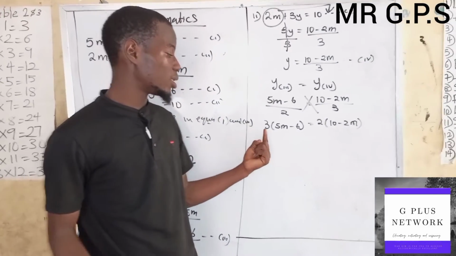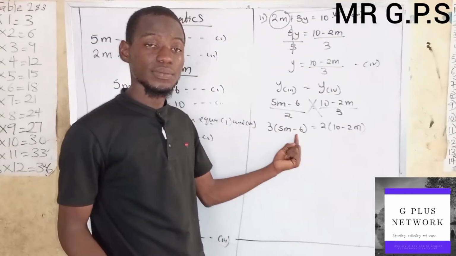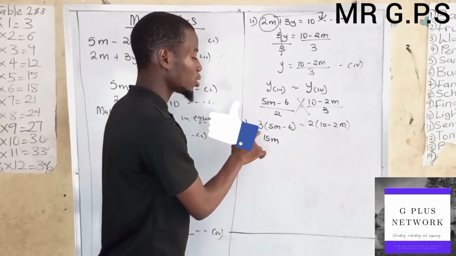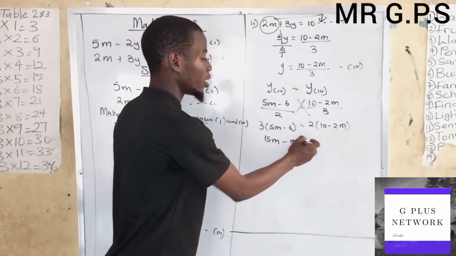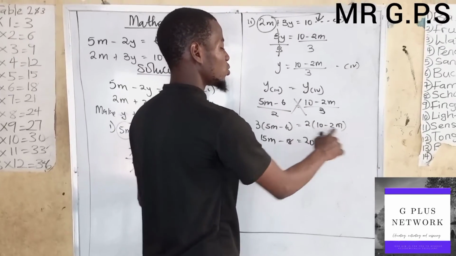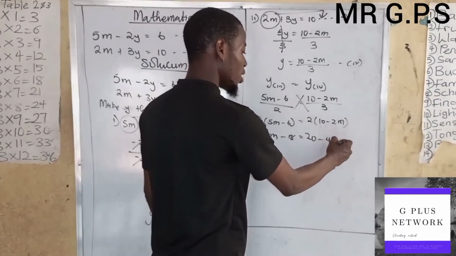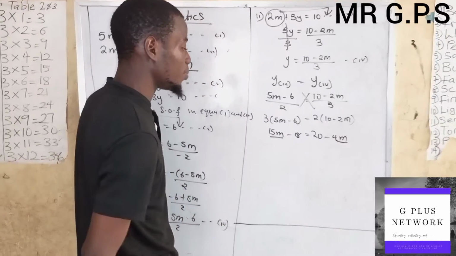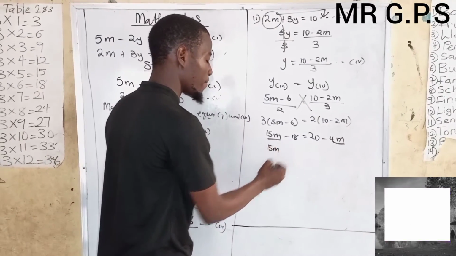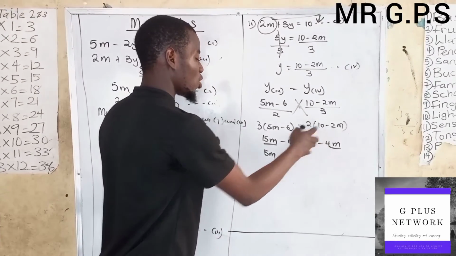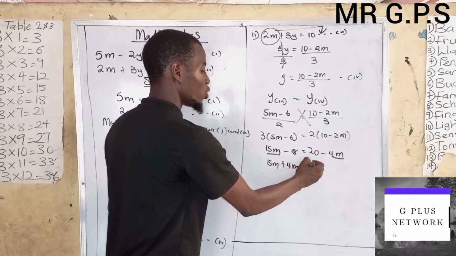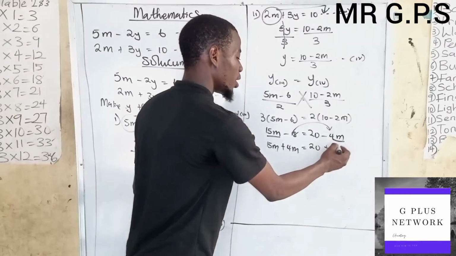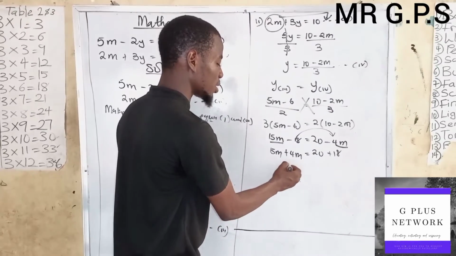Now what we'll do is, this 3 will multiply this. So 3 times 5 will give us 15m. Then 3 times 6 will give us minus 18, equals 2 times 10 will give us 20, and 2 times minus 2m will give us minus 4m. So what we'll do is, these are family members. We'll bring them together. It looks like 15m, and we have minus 4m here. Coming here becomes plus 4m, equals 20. You bring this to the other side of the equation too, and it becomes plus 18. So when you add this together, it will give us 19m.